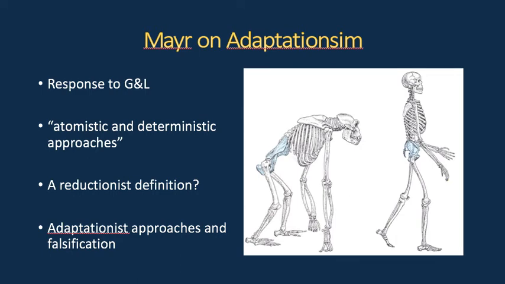As I said, this is important moving forward into the rest of the semester because a lot of what we're going to be talking about is using adaptationist approaches to studying human behavior. And I want you to keep this in mind as we're going through these contrasting ideas that Mayr and Gould and Lewontin had. And of course, I'll be bringing this back up throughout the semester.